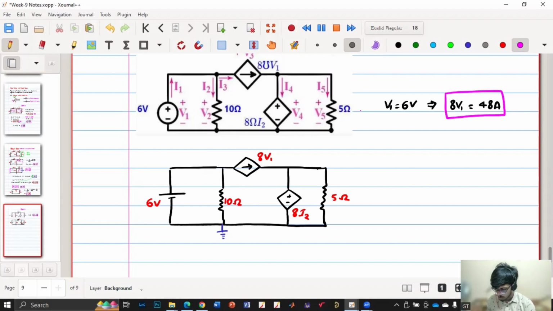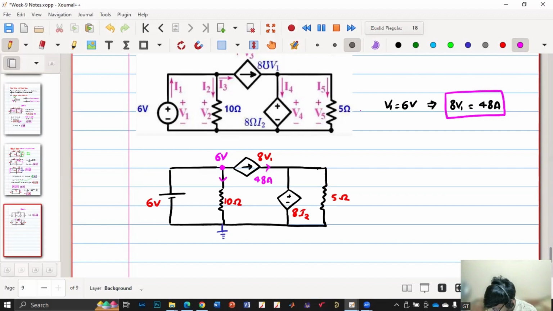Here also, voltage source means resistance into current, right? That's why they have mentioned 8 ohm into I2. But we know that for current it is amperes, for voltage it is volt. So yeah, it is fine. Can you tell me what is this voltage? 6 volts, right? And this current is 48 amperes, right? Yes, sir.